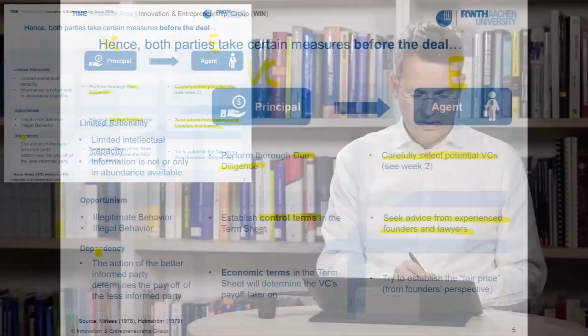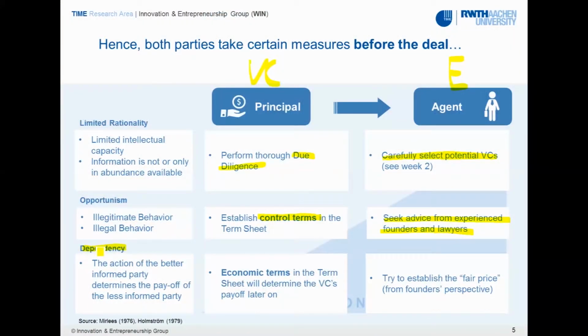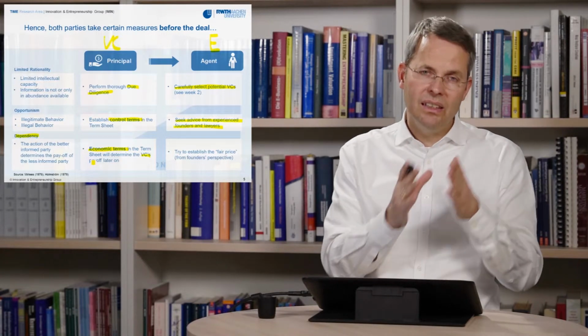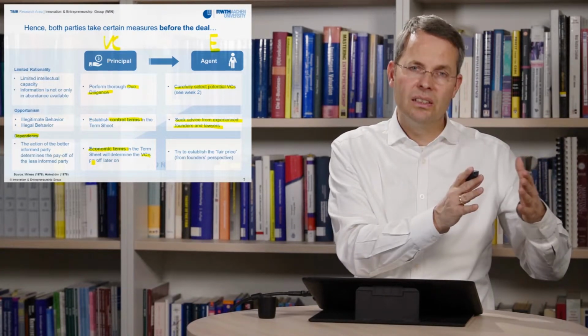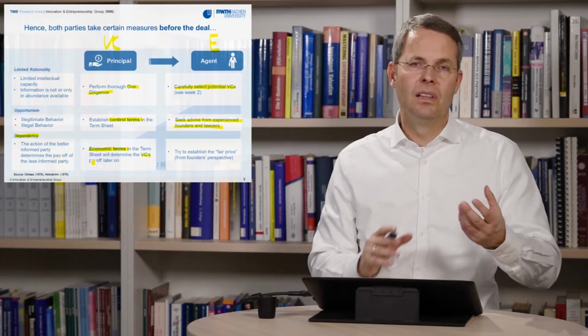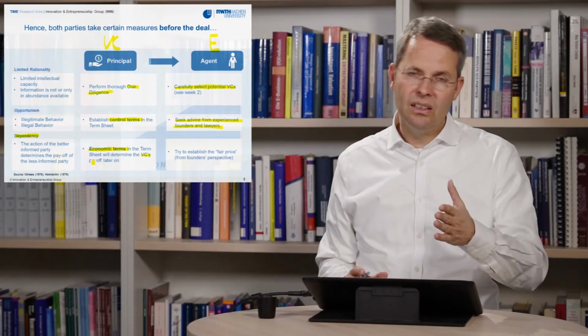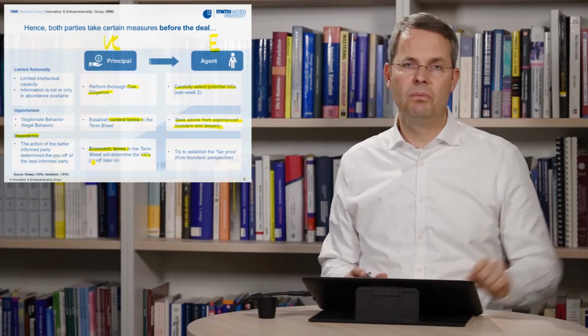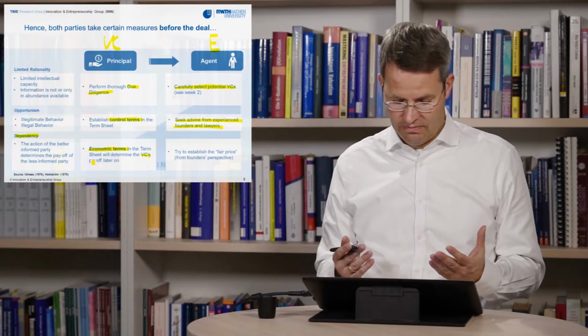And thirdly, if you look at the dependency, if you look at the value creation they would like to do together, the economic terms in the contract help the VC get his payoff later on. So he puts contractual details in the term sheet and also in the contract in order to have his return, like a drag along that helps him drag the entrepreneur to sell his company when he needs an exit.